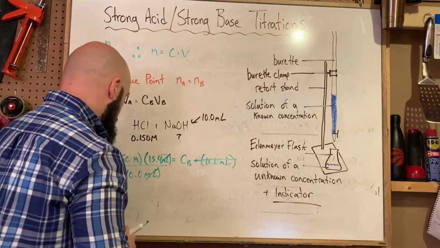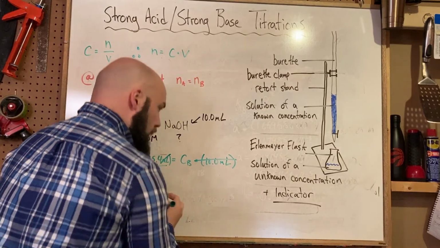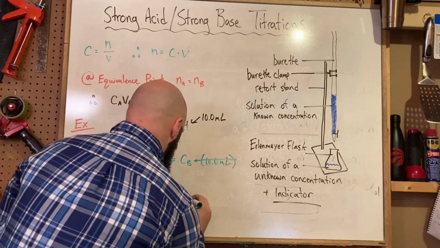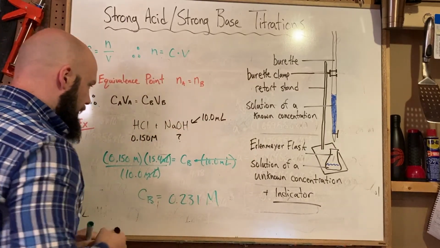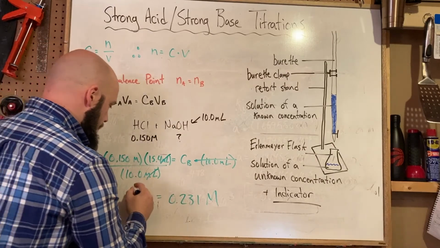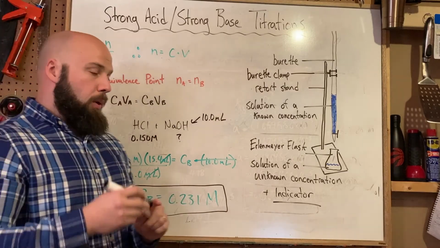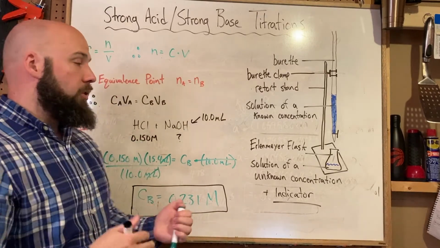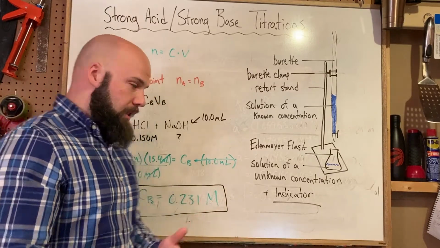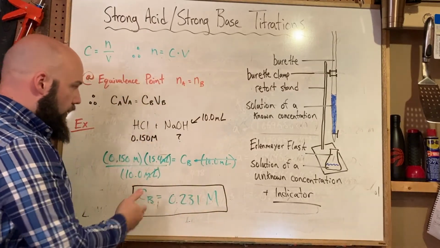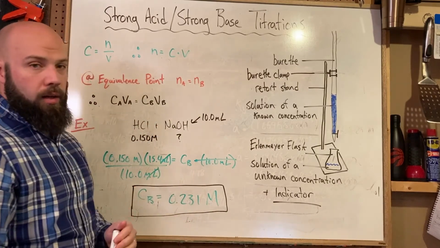0.150 times 15.4 divided by 10 gives you the concentration of your base, which was 0.231 moles per liter. We had three significant figures for all of the things given in our problem, so that is our final answer. And the purpose of most titrations is to determine the concentration of an unknown acid or base. So in this example, we know that the concentration of NaOH was 0.231 moles per liter.